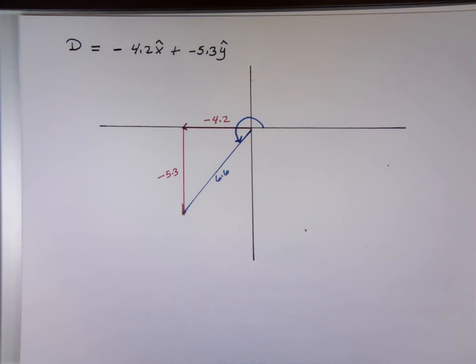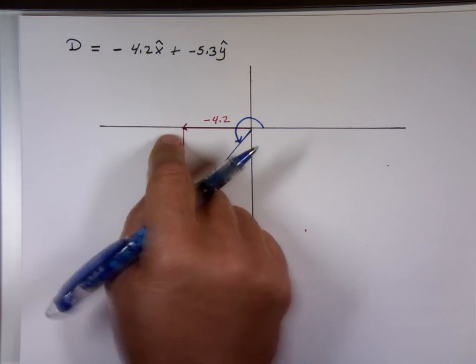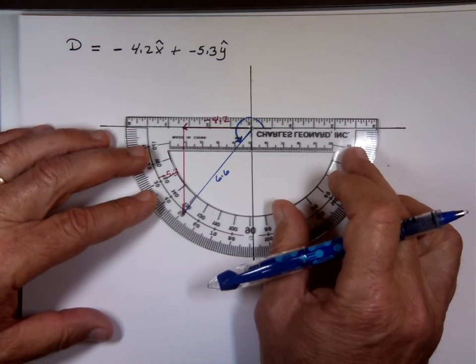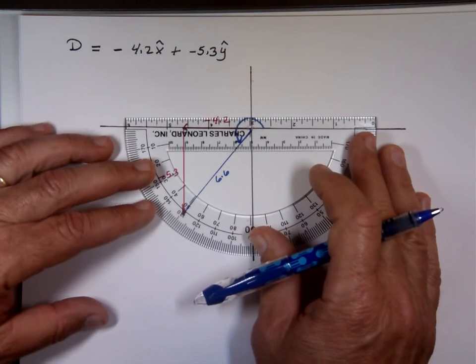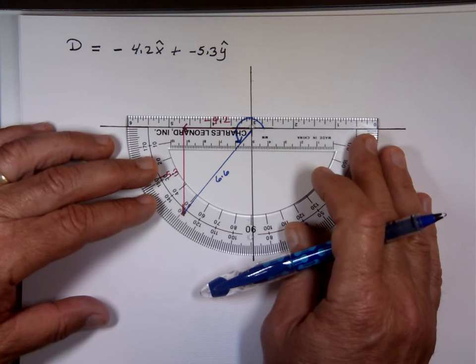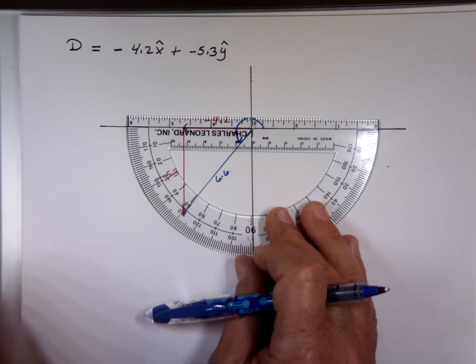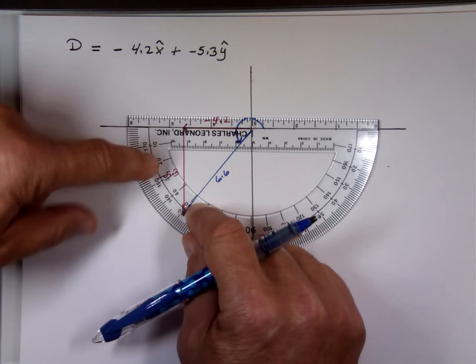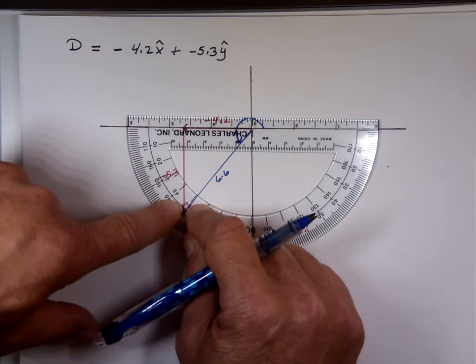Yep. To go from here to there is 180. So it's 180 plus that piece. Let's see what that piece is. Flip the protractor upside down. And that number looks like what? Maybe 50, 51? Can you see it? 10, 20, 30, 40, 50? So what is 180 plus 51? 231?